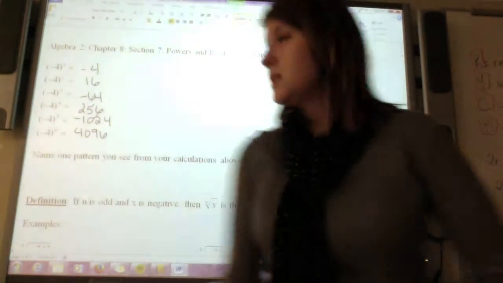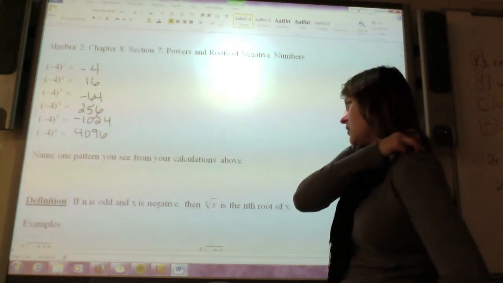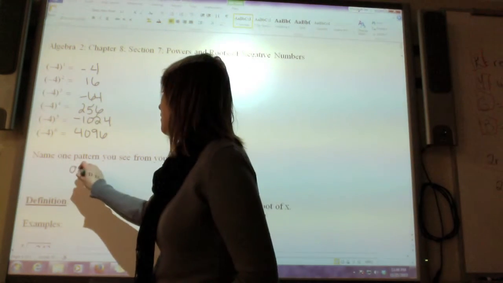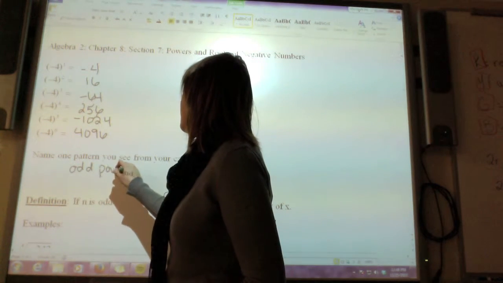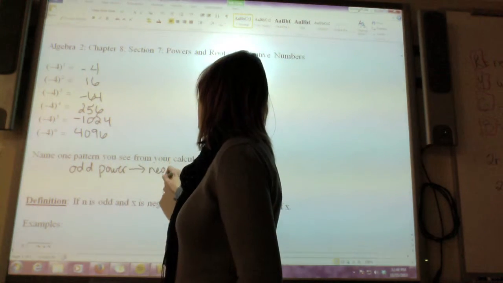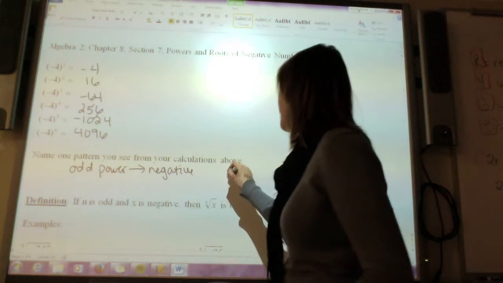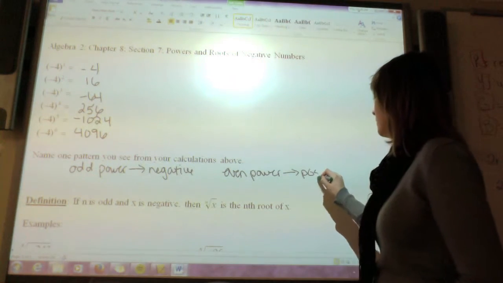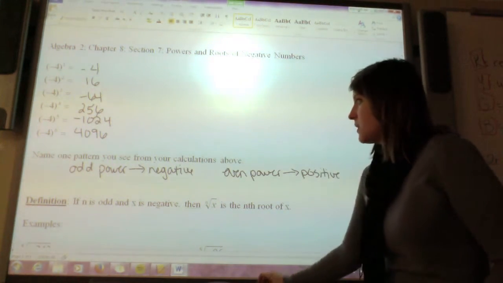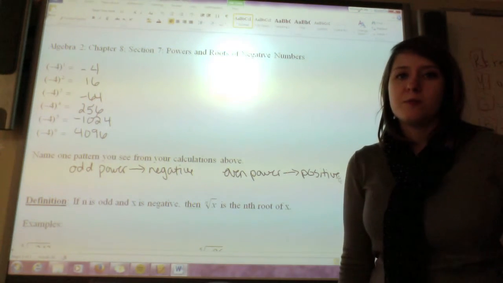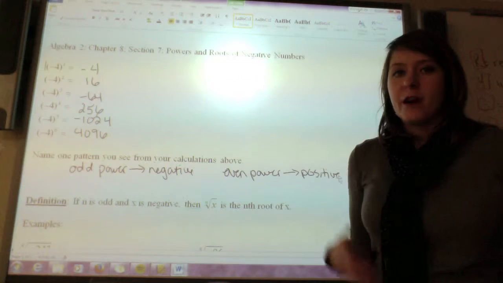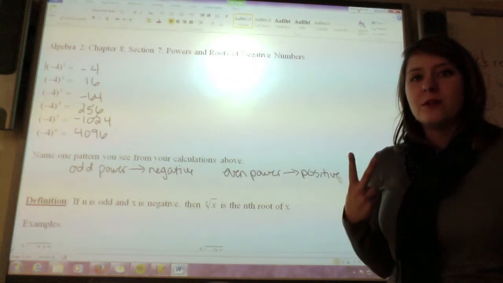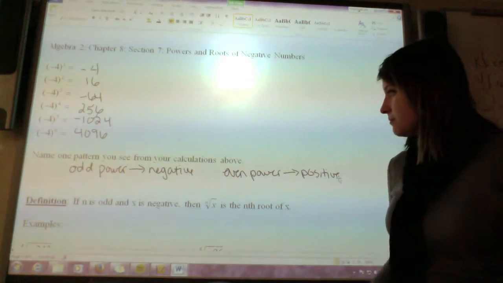So what you should notice when it says name one pattern you see from your calculations above, you should notice that whenever you have an odd power, you get a negative number. And whenever you have an even power, you get a positive number. That's because we know that a negative times a negative gives me a positive. And that's true for any negative number. So if you have an even power, you're doing sets of two negative numbers, which creates a positive number.